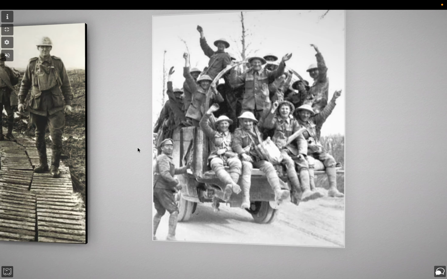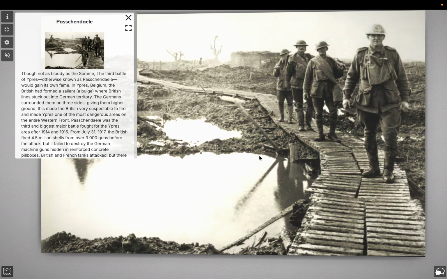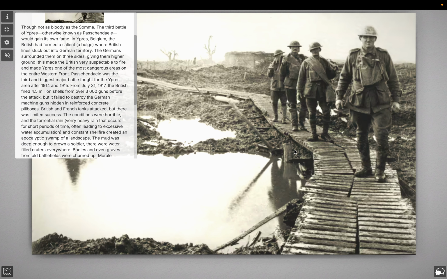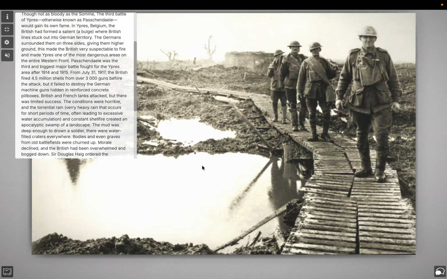And look, these are people celebrating. This is Passchendaele. It wasn't as bloody as the Somme, but it was very, very dangerous. This is the one I got it mixed up with. So these allies were kind of in a bulge in German territory, so they were surrounded by Germans. It was very dangerous, because Germans could basically kill them from 3 different directions.